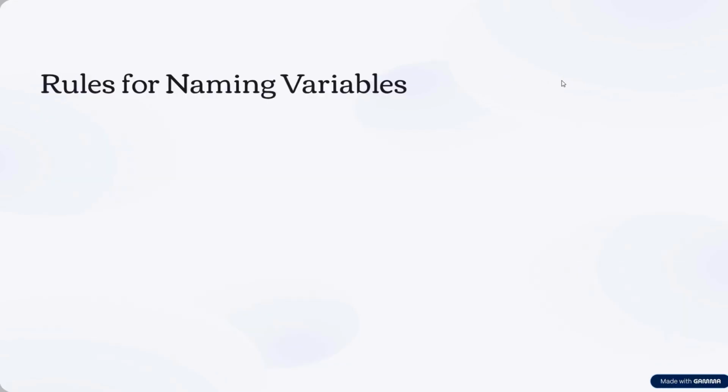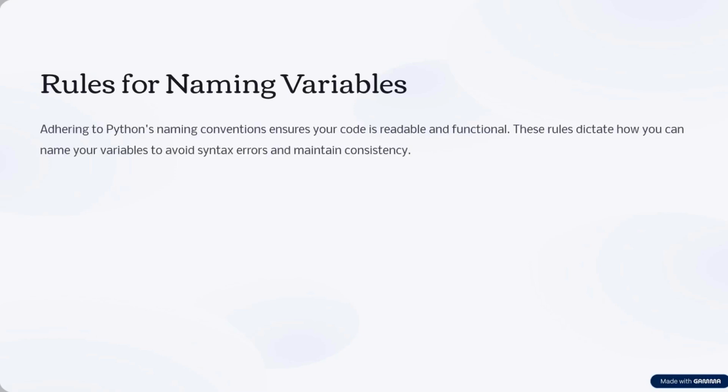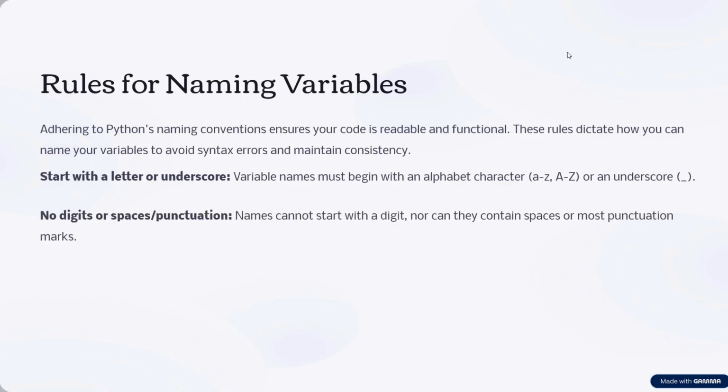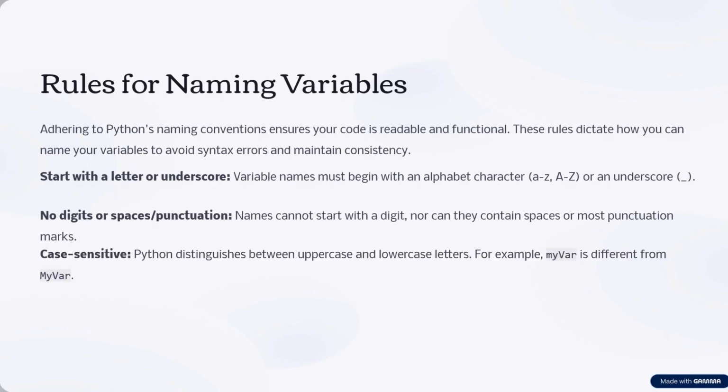And most importantly, there are rules for naming variables. Adhering to Python's naming conventions ensures your code is readable and functional. These rules dictate how you can name your variables to avoid syntax errors and maintain consistency. Start with a letter or underscore. Variable names must begin with an alphabet character or an underscore. No digits or spaces or punctuation. Names cannot start with a digit, nor can they contain spaces or most punctuation marks. Case sensitive. Python distinguishes between uppercase and lowercase letters. For example, myVar with a capital V is different from MyVar with a capital M and V.